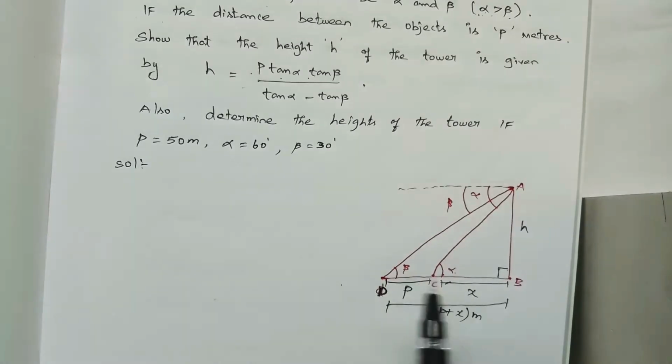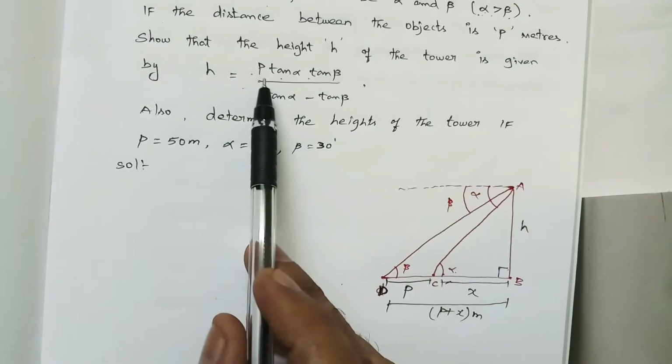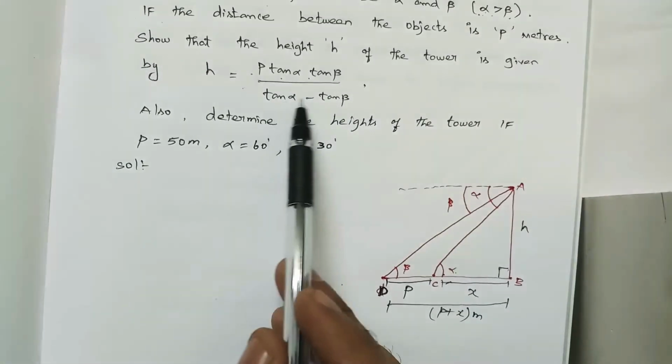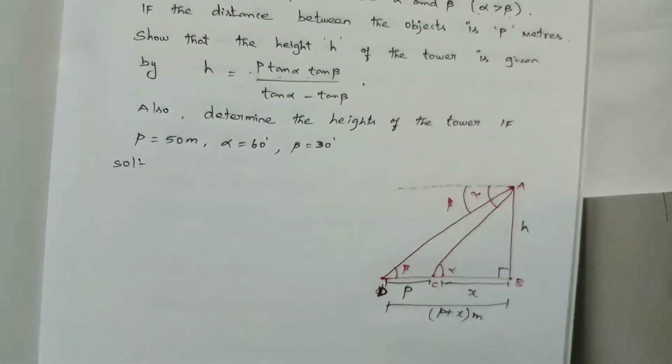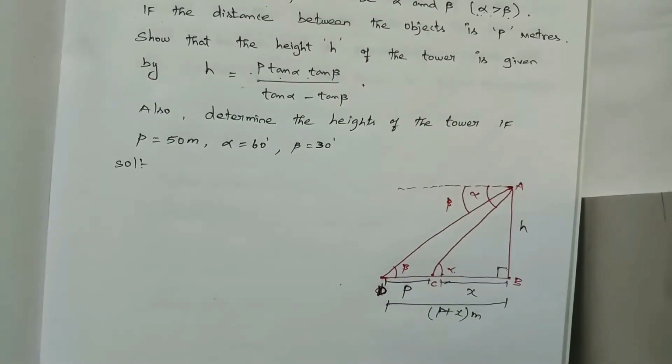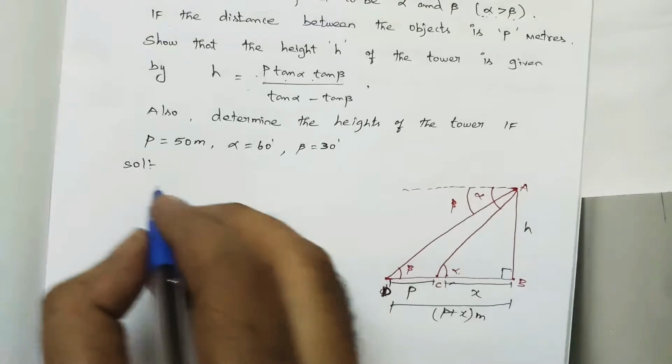That's not a problem. First we will prove this: h is equal to P tan alpha tan beta divided by tan alpha minus tan beta. So how are we going to find it? First write the given. What are the givens we have? The given is the height of the tower.